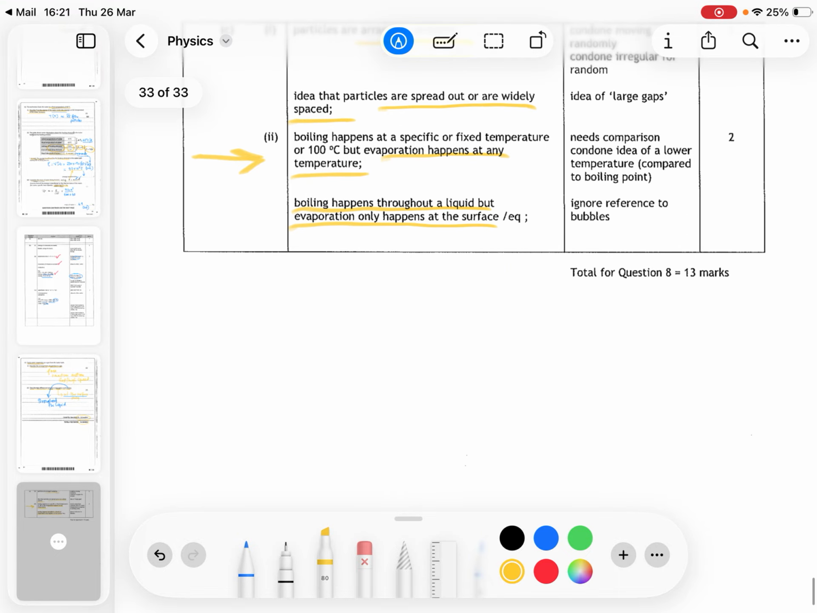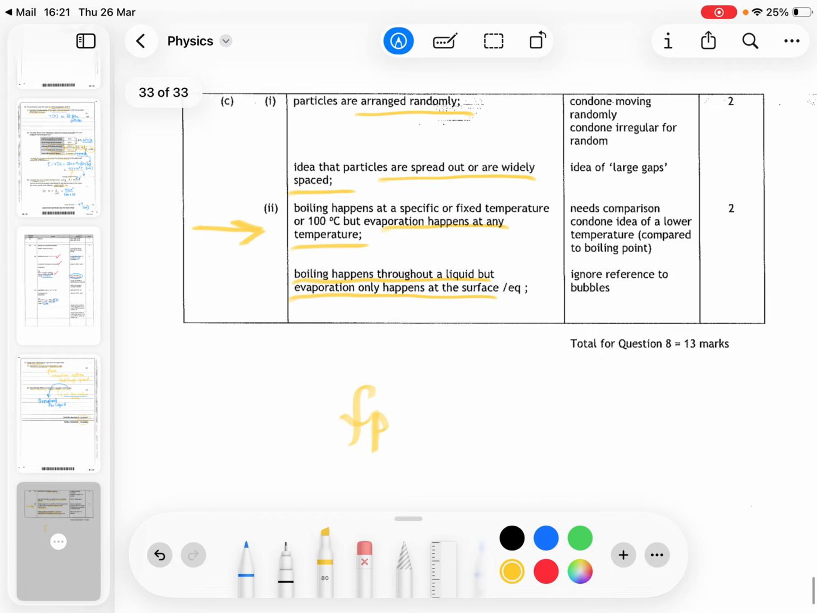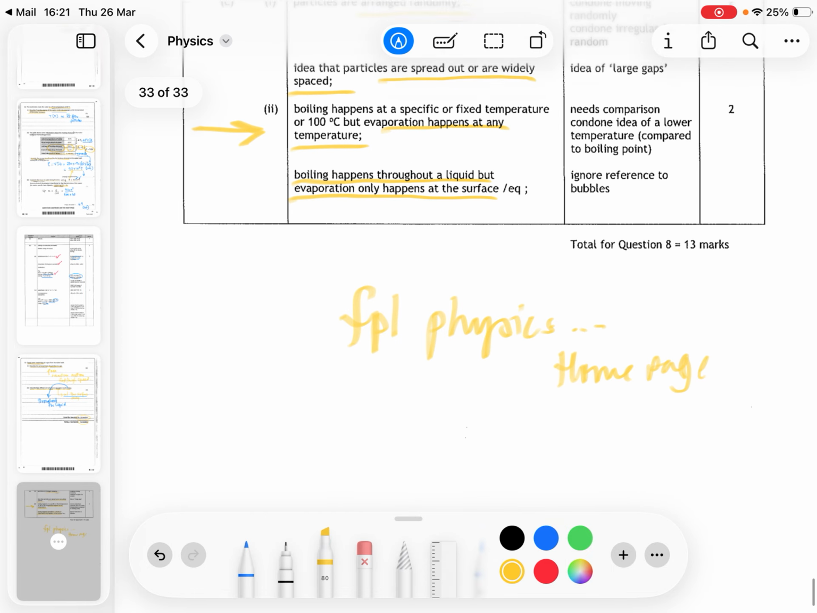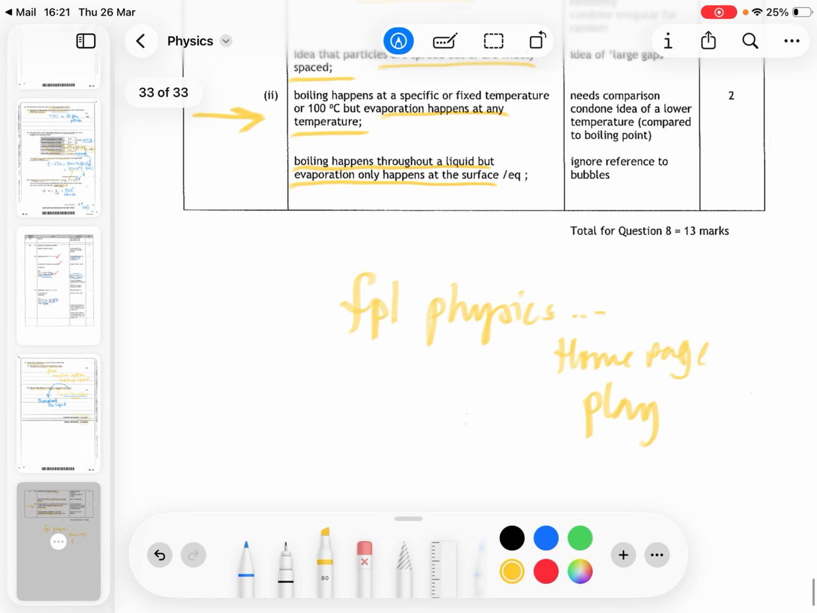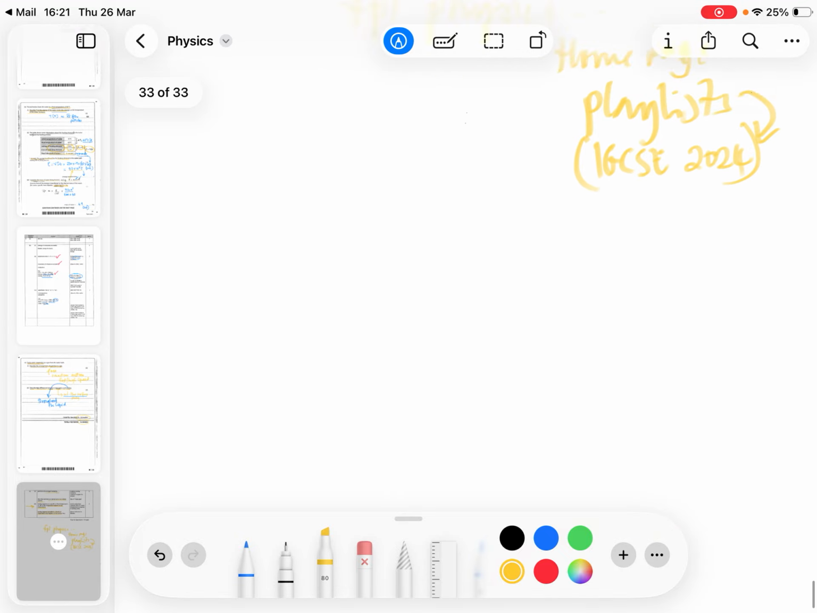So, I'm going to put this on FPL Physics and the nature of reality. And if you go to the home page, and you look for playlists, this is the IGCSE 2024. All the IGCSE 2024 papers are together. There's 2 paper 2s and 2 paper 1s. And for my students, that's your homework this week to do that.